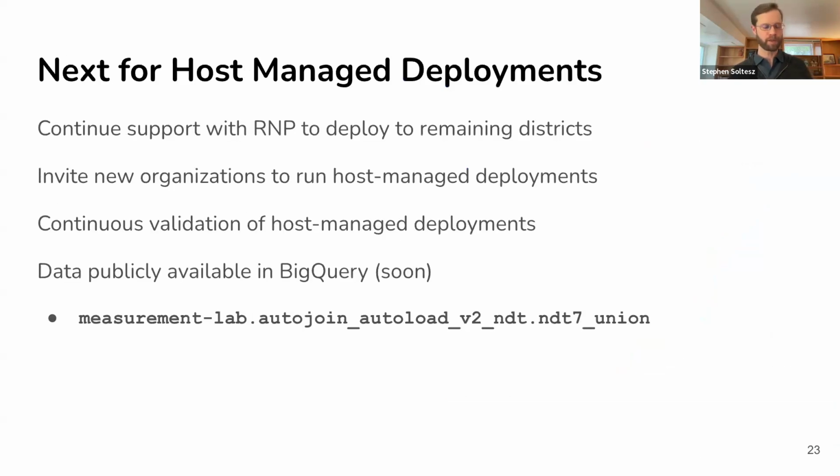What's next for host-managed deployments? MLab is going to continue the support with RNP to deploy to their remaining districts until that is complete. MLab is currently inviting new organizations to run host-managed deployments. And because measurement quality is so important to MLab, and because these systems are host-managed, they may change over time. We're looking at ways of continuously validating the measurements that come from them. And the data is not publicly available yet, but it will be soon. And it will be in a table that looks very similar to that name.